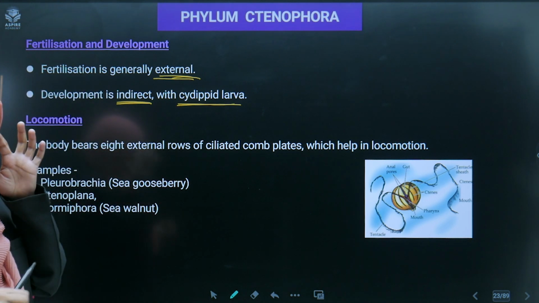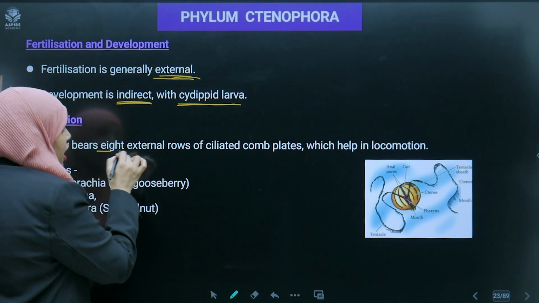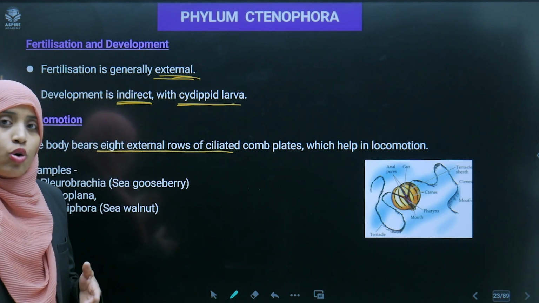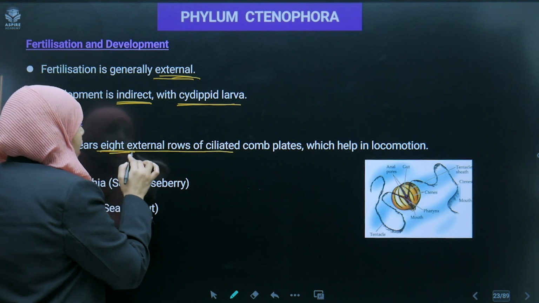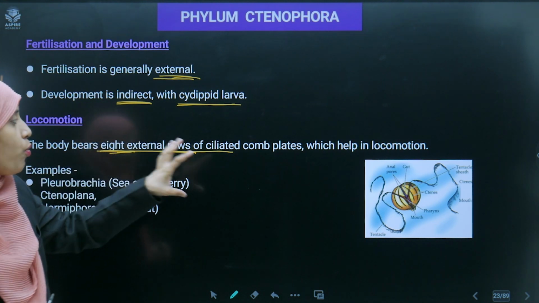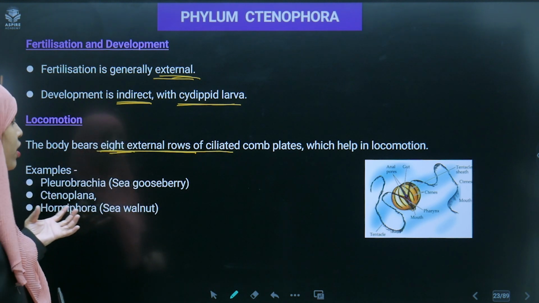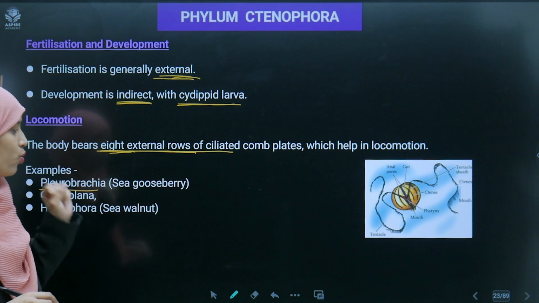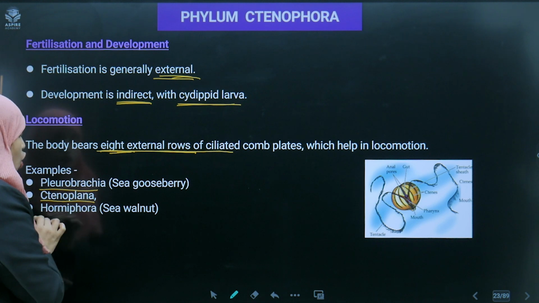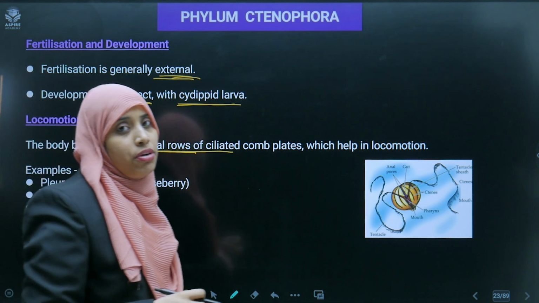ठीक है. Now about the locomotion. How is movement possible in these organisms? The body bears 8 external rows of ciliated comb plates. Comb plates होते हैं, ciliated comb plates, and the number is 8 external rows of comb-like plates. Those comb-like plates with cilia help in locomotion. Example क्या है? Organisms of this phylum: Pleurobrachia, which is commonly known as sea gooseberry. Then Ctenoplana, Hormiphora, which is known as sea walnut. All these organisms belong to the phylum Ctenophora.